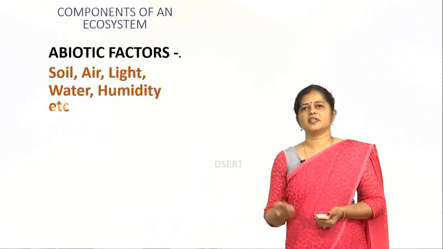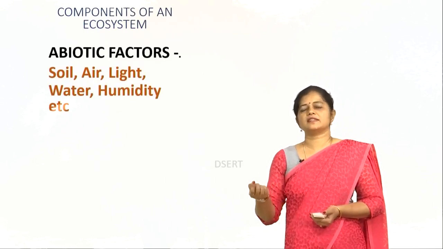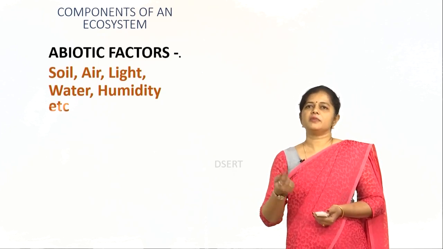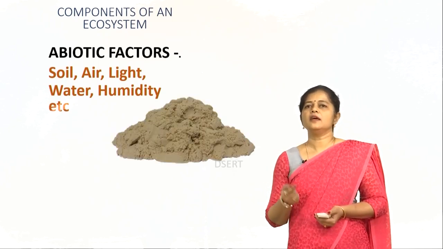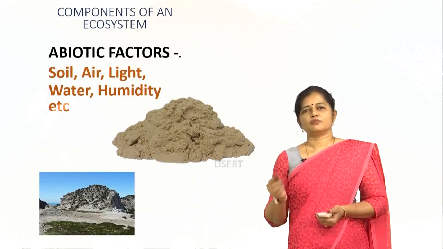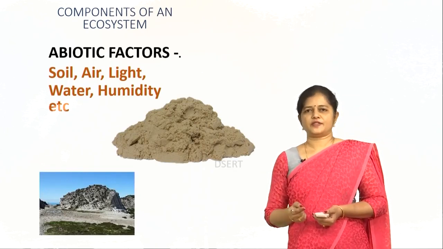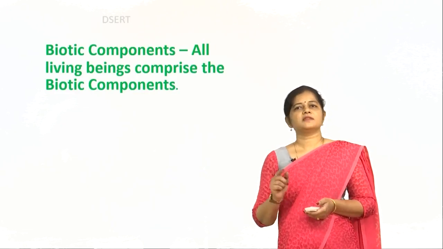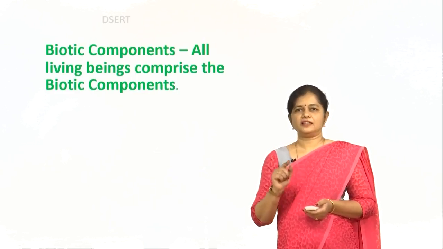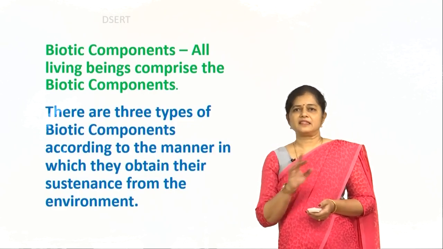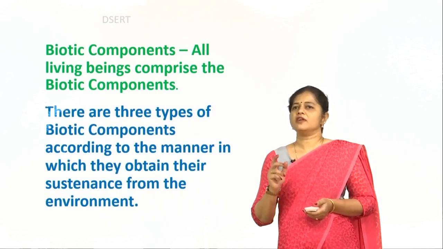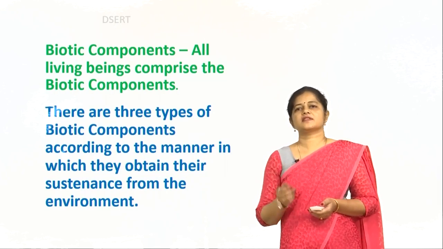Now let's see what are the components of an ecosystem. Basically, there are two components, the abiotic components and the biotic components. The abiotic factors include the soil, the air, the light, the water, the humidity, etc. And now coming to the biotic components. Biotic components comprise all the living beings in the environment. So there are basically three biotic components according to the manner in which they obtain their sustenance from the environment.